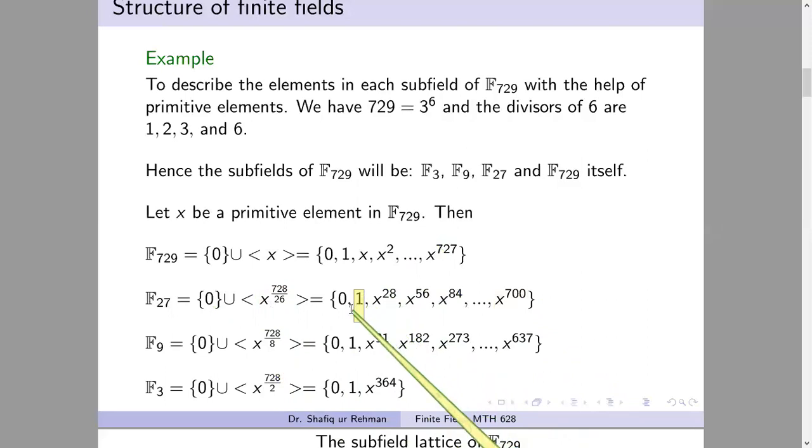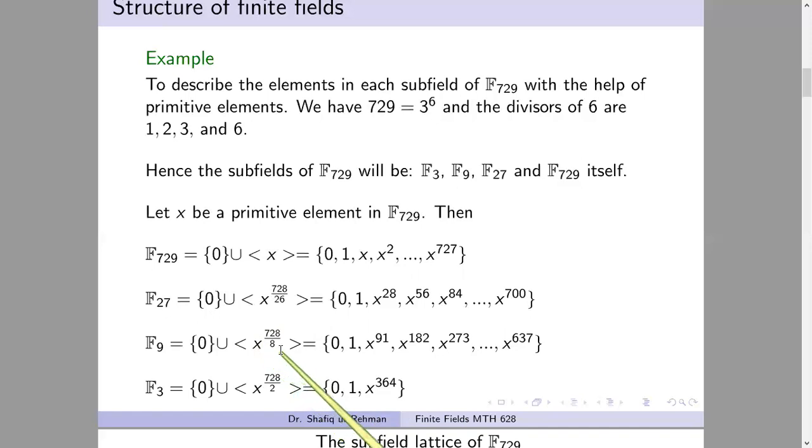The 26th power of this generator will be equal to 1, and this is the 25th power of the generator. So in this way we can write the elements. Again, see, we want to write the elements of F9. F9 has a total of 9 elements. We separate the 0. The remaining part should have order 8. So we want to generate a cyclic group of order 8. Therefore, the generator of this group must have order 8.